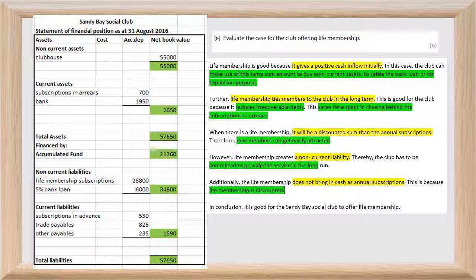Considering this answer, the yellow highlights are the fresh points and green highlights are the cause and effect points.